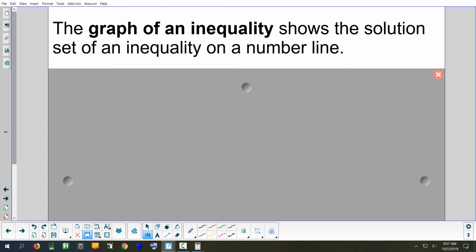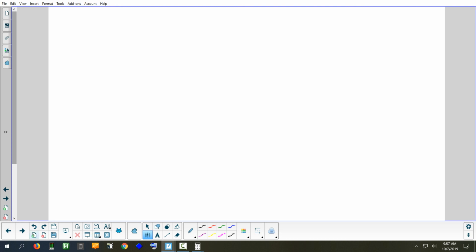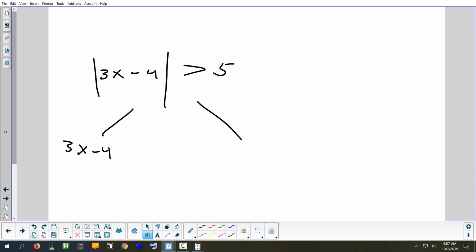Okay, so the graph of an inequality shows the solution to an inequality. Now, does anybody remember when we had problems like this last week? We had like 3x minus 4 is greater than 5. You might have had something like that. And we split it into two problems. If you don't remember how we split it, that's okay. I want to show you something. And then we had this. And we had to flip that.